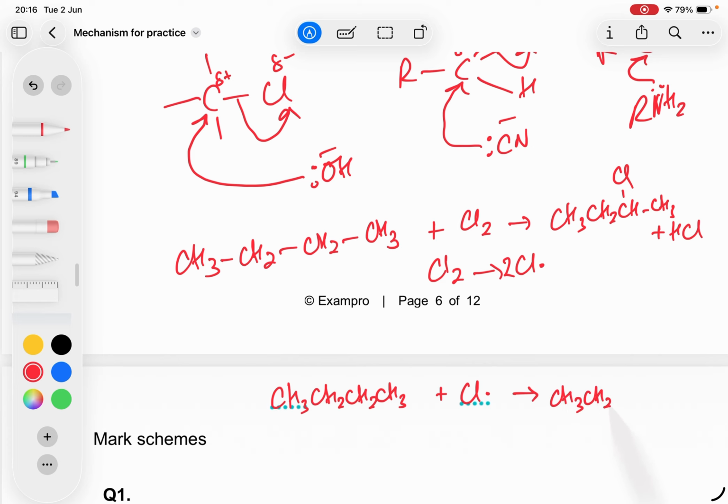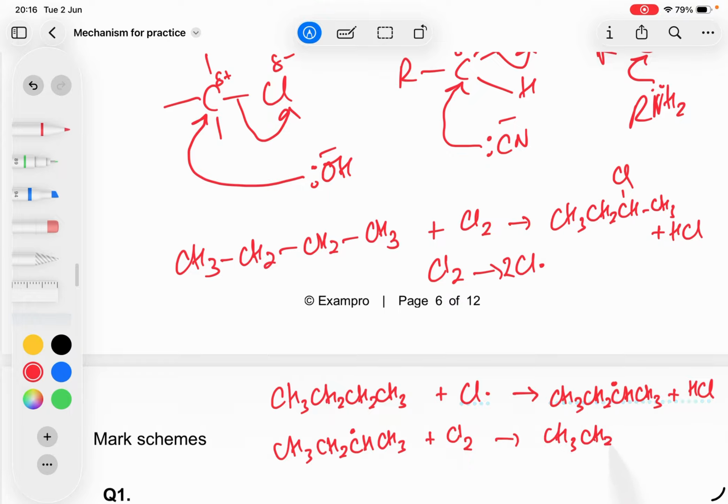CH3CH2, the second carbon loses its hydrogen to form HCl. And then in the second propagation step, chlorine attacks and you get CH3CH2CHClCH3 and Cl dot. And that really is for mechanisms.